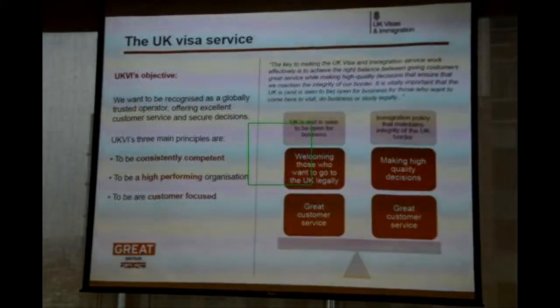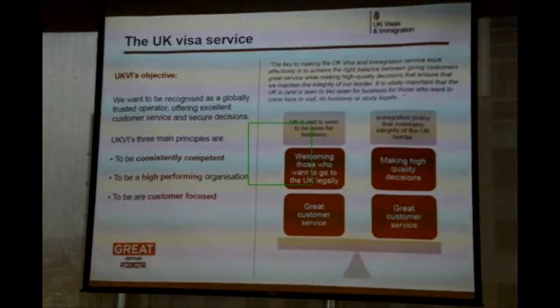So UKVI's objective is that we want to be recognised as a globally trusted operator offering excellent customer service and secure decisions. Now what we mean by that is exactly what it says. UK Visas has changed a lot over the years, and we're probably more customer focused now than we ever have been before. We do a lot more outreach, a lot more social media, and a lot more liaising with the British Council and embassies and British offices around the world.